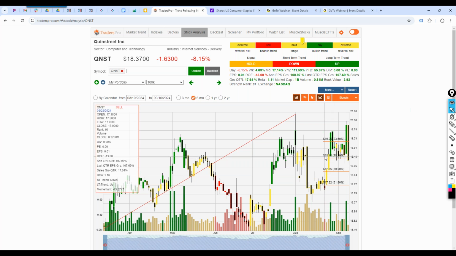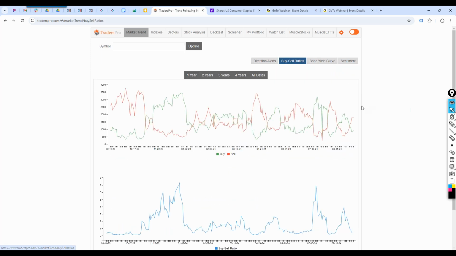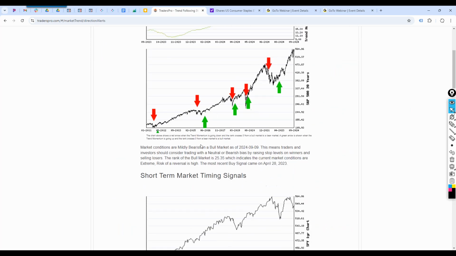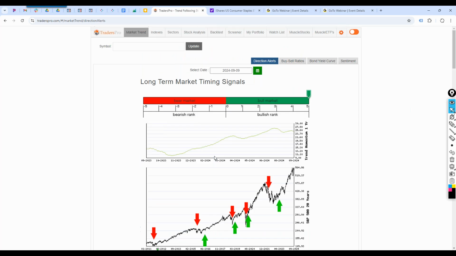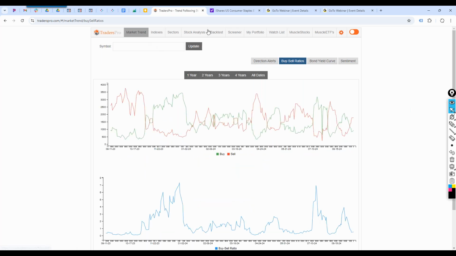When the market starts selling again, if it's a fairly light or thinly traded stock, you can get really volatile moves, and that's one of the reasons to pay attention to the broad market perspective. What's the broad market doing? Here, market conditions are mildly bearish. What does that mean? Traders and investors should consider trading with a neutral or bearish bias, raising stop levels on winners and selling losers. So lightening up on the overall position, lightening up on risk. That's the real value of utilizing the market trend analysis.